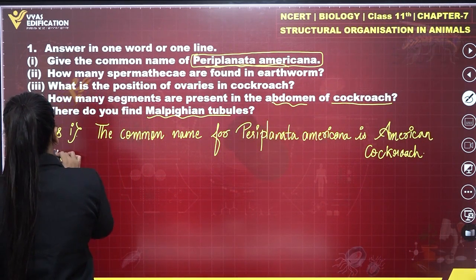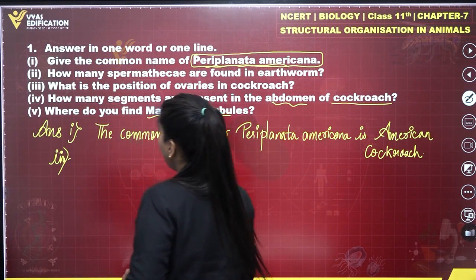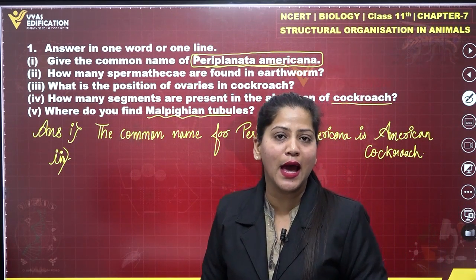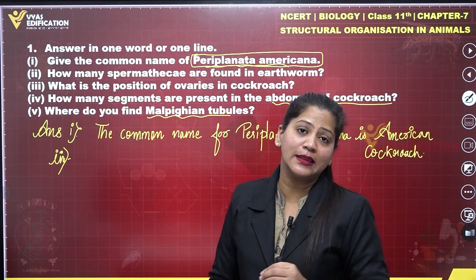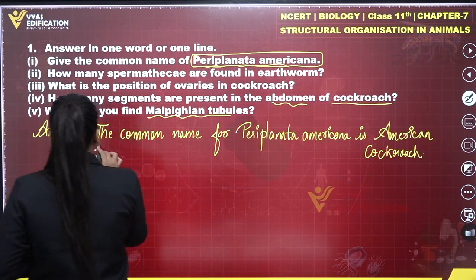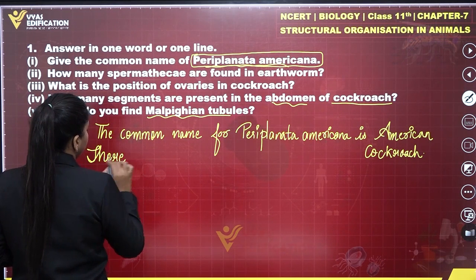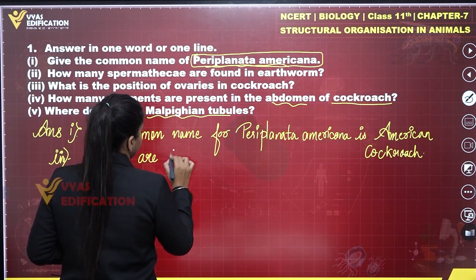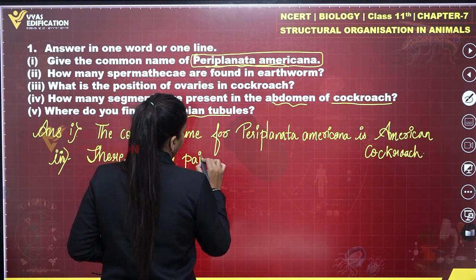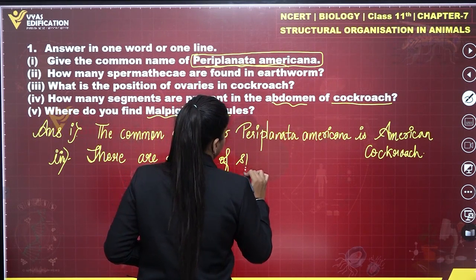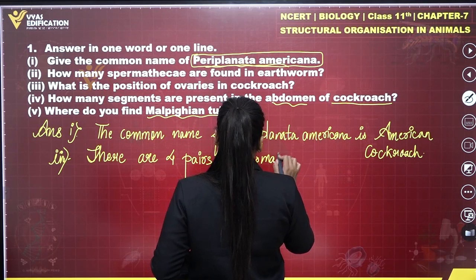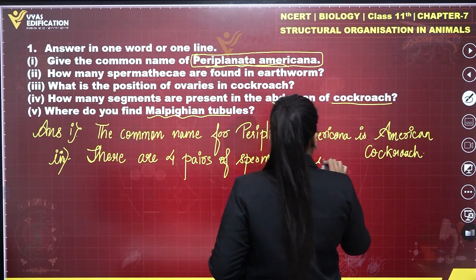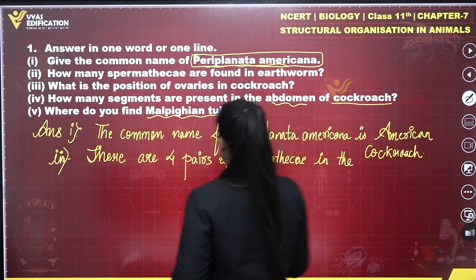Moving on to the second part of this question. How many spermathecae are found in earthworm? We are talking about spermathecae. We know that we have 4 pairs of spermathecae present in the earthworms. So we are going to write answer number 2 of question number 1. There are 4 pairs of spermathecae in the earthworm.